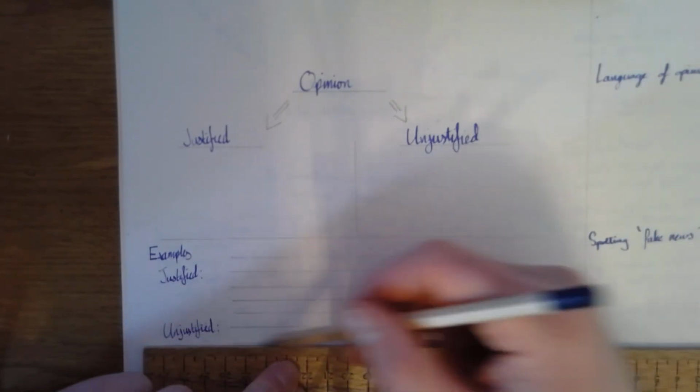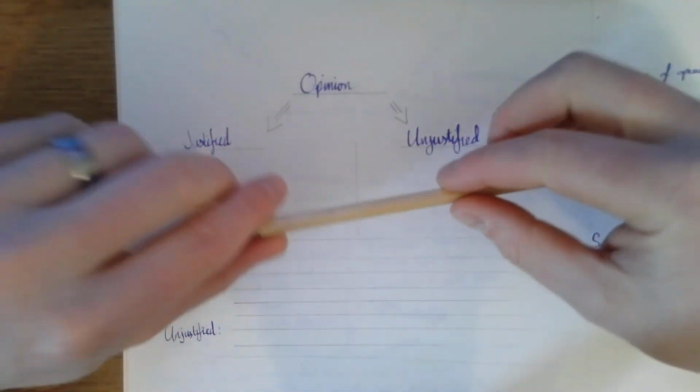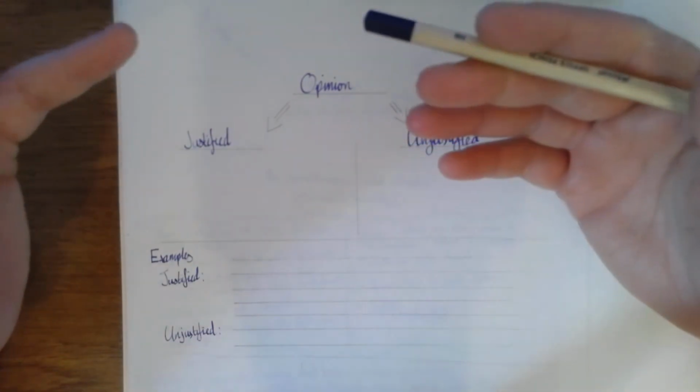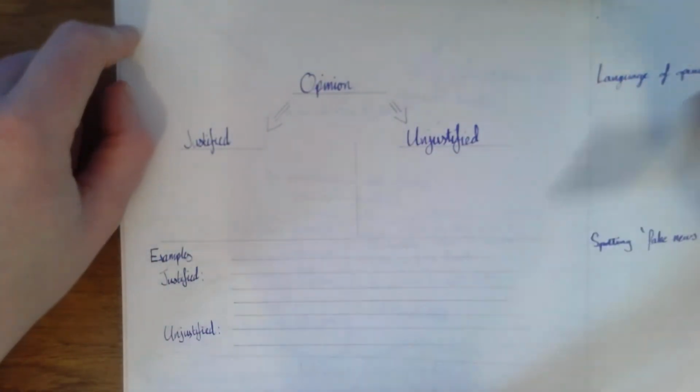However, if you're finding that a little bit challenging at the moment, if you don't think you've seen enough or read enough or researched enough to have an opinion yet, that's fine. Think of an opinion that you do have. Give me a justified opinion and an unjustified opinion.